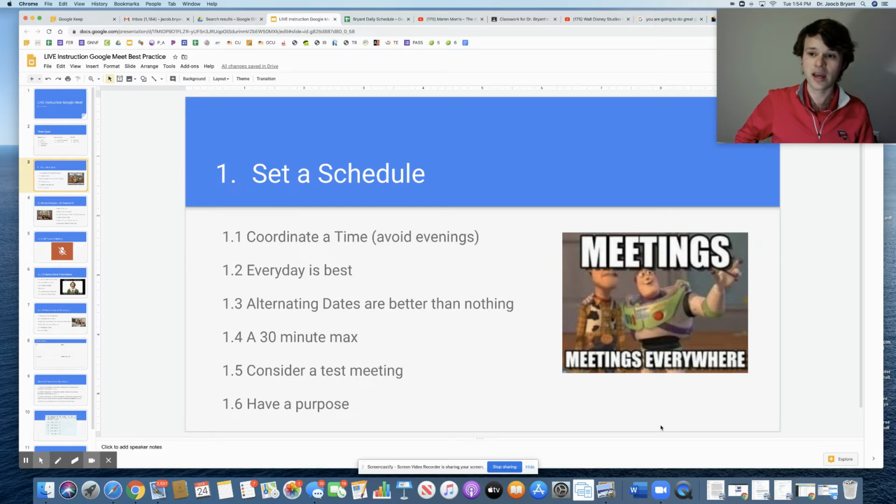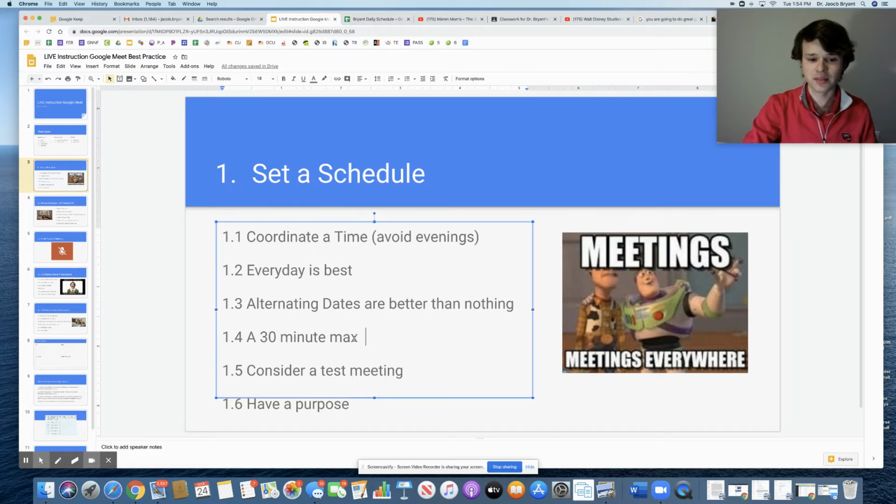If it's going to be every day at 9, if it's going to be every day at 10, that's when it's going to be. And I do recommend every day. I do give the students that daily opportunity. If you can't do that, I do recommend alternating dates, if nothing else. That's still better than no live instruction. A 30-minute maximum time limit. Highly recommend a 30-minute maximum time limit.